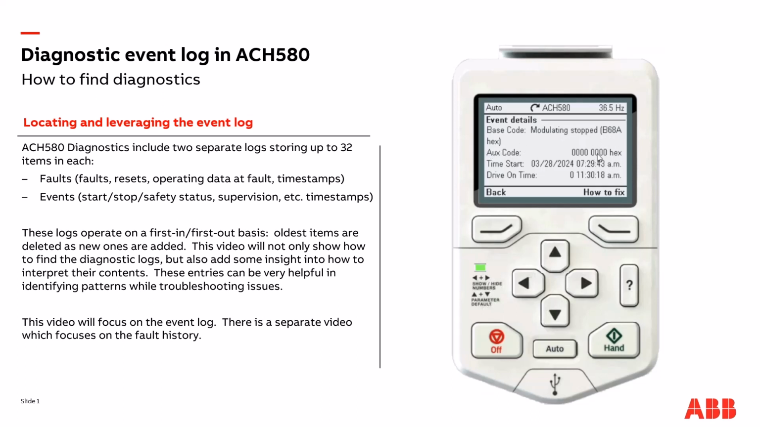So for some faults and events, there are multiple underlying triggers for the common fault or event, and that would be captured here in the aux code. In this case, there is no aux code associated. As well, we see the specific date and time when the event occurred, and then we get a notation on what the drive on time has been. So that's the details that are contained in the event log. So that's the event logger in a nutshell.